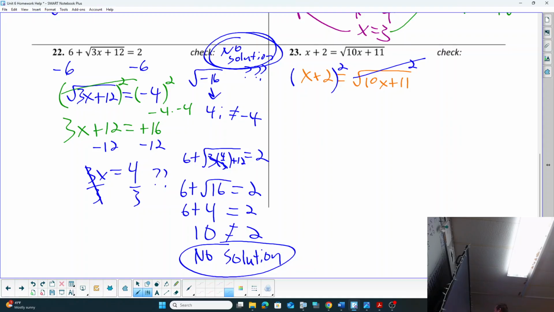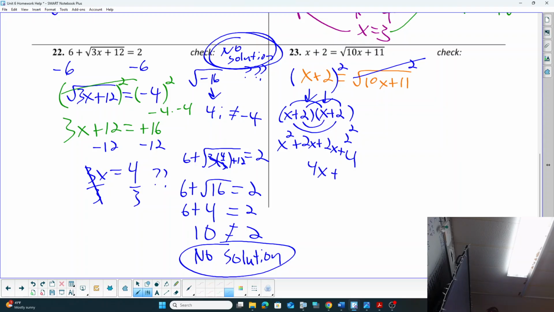The middle child. So this actually means that we have 2 of them, x plus 2 times x plus 2. So you have x squared. Yes, you do have x squared. You do have 2 squared is 4. But you have your middle term, so you have 2x. And you have another middle term, which is 2x. And then 2x and 2x is 4x plus 4. Bring down the x squared. Okay, bring down our 10x plus 11 in orange.